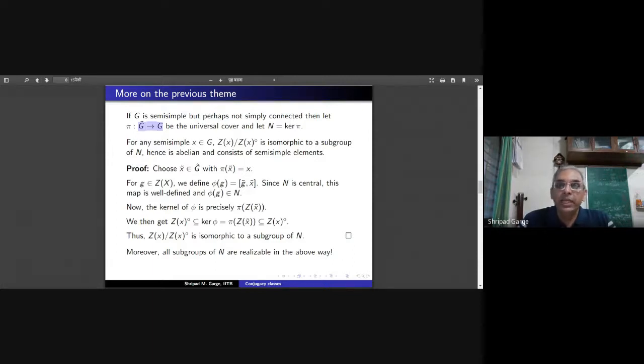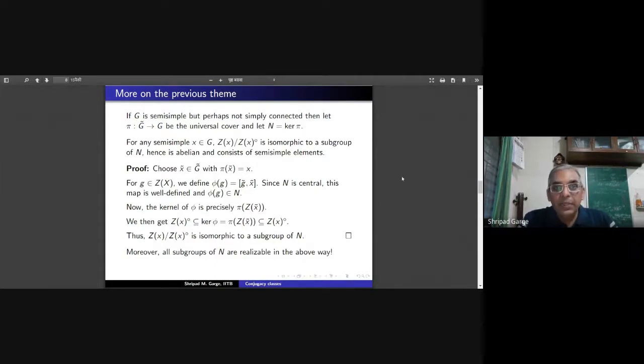So N is a finite central subgroup of G tilde, and G tilde being reductive or semi-simple, the N has to consist of semi-simple elements. Okay, so this is our setup: we have a semi-simple group, and G tilde to G is our universal cover, denoted by the map pi. And let capital N denote the kernel of this map pi. Now, when you have a semi-simple element X in G, consider G_X upon G_X naught. Now I am suppressing the subscript G here because we are computing the centralizers only in G.